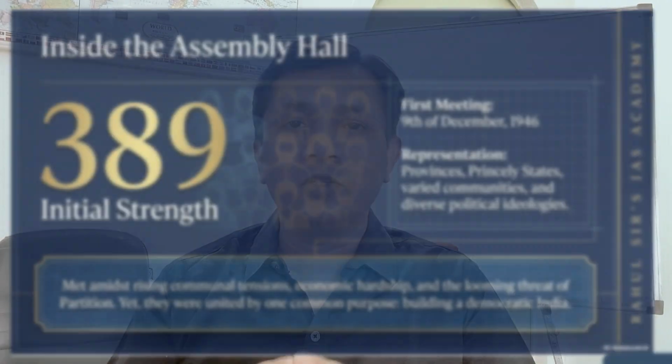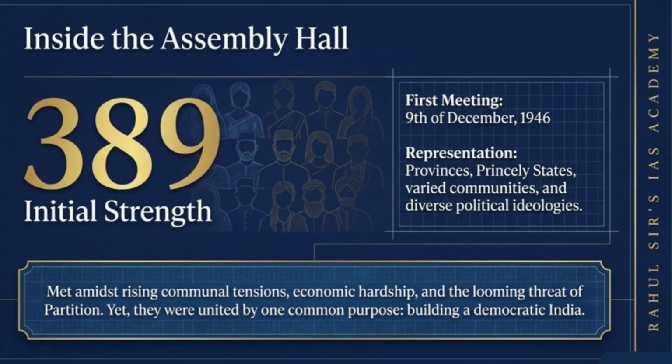The Constituent Assembly initially had a total strength of 389 members. These members represented different provinces, princely states, communities, and political backgrounds. Although they belonged to different ideologies and regions, they were united by one common purpose: to build a democratic India. The Constituent Assembly met for the first time on the 9th of December 1946.